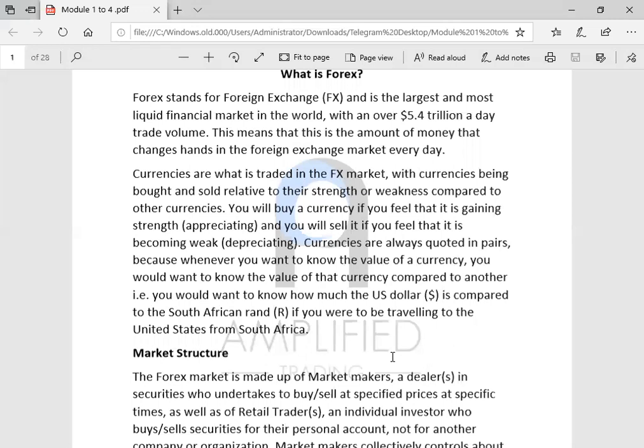Currencies are always quoted in pairs, because whenever you want to know the value of a currency, it has to be compared with something else. You can't compare it with itself. So you always compare, let's say, the US dollar to the South African rand, for example, which forms the USD ZAR.